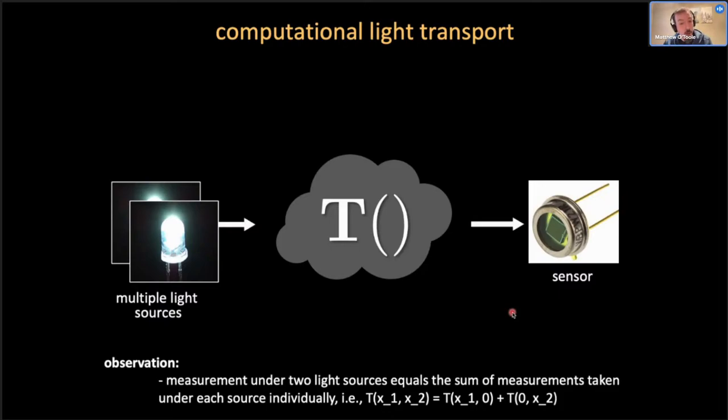So now let's try to complicate the model a little bit more. Instead of just one light source, let's add a second light source and see what happens to the function when we're working with these two light sources. One of the key observations here is that when we're measuring light from a scene, measurements under two light sources add up: if we take two images, one under one light source and one under the other light source, and sum these two together, they'll equal an image of the scene with both light sources turned on at the same time.